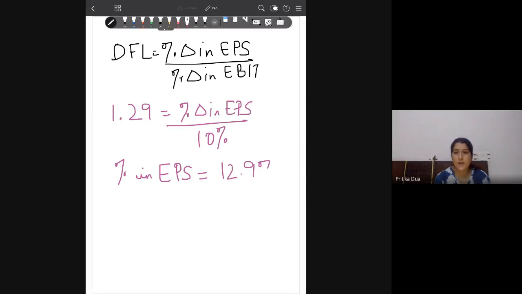Now you can calculate the new value of EPS. Your earlier EPS is 1.29. So the old EPS is 1.29. Now you can add 12.9% and you'll get the new EPS.